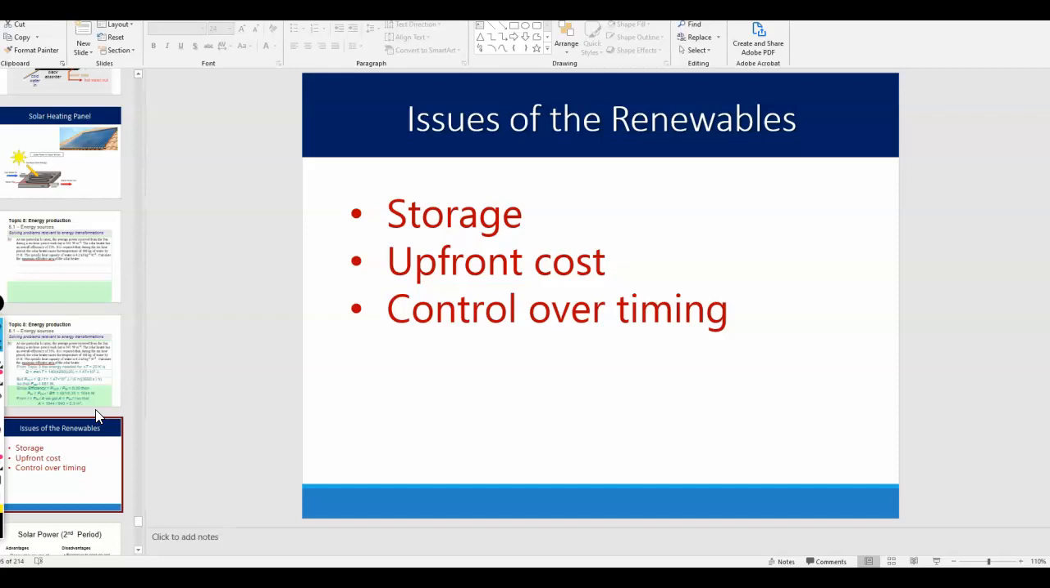All right, so we're going to stop there and maybe do some more calculation examples in class, but that is the gist of what you need to know about solar energy.